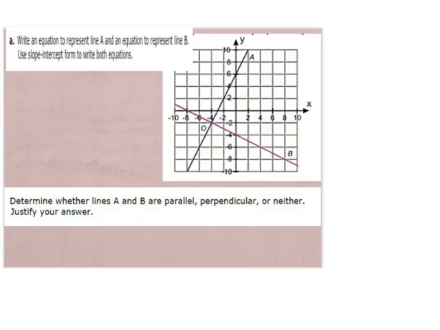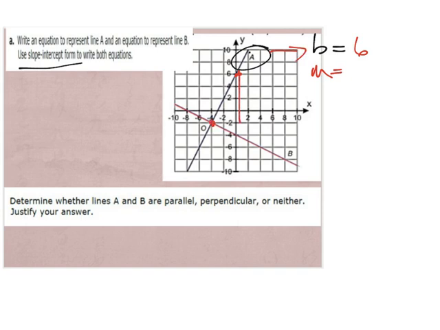Okay, so we are asked to write an equation to represent line A and an equation to represent line B. Use slope-intercept form to write both equations. So let's go ahead and take one line at a time here. We'll take line A first. We're going to do it in slope-intercept form, of course. So we need a y-intercept. In this case, it's going to be 6.